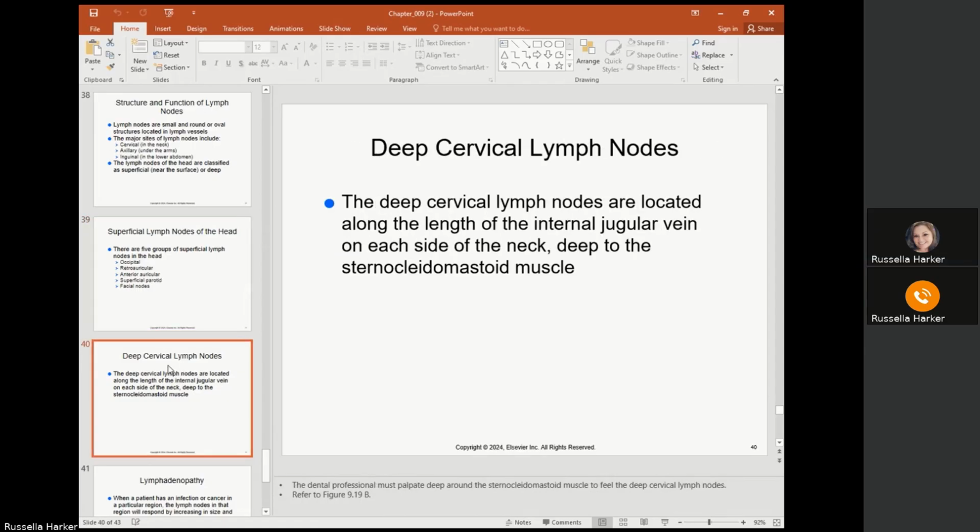For deep cervical lymph nodes, they're located along the length of the internal jugular vein on each side of the neck, deep to the sternocleidomastoid muscle. So a dental professional must palpate deep around that muscle to feel the deep cervical lymph nodes. So they're going to be pushing a lot harder in that area to be able to feel if there's anything that is out of the ordinary.